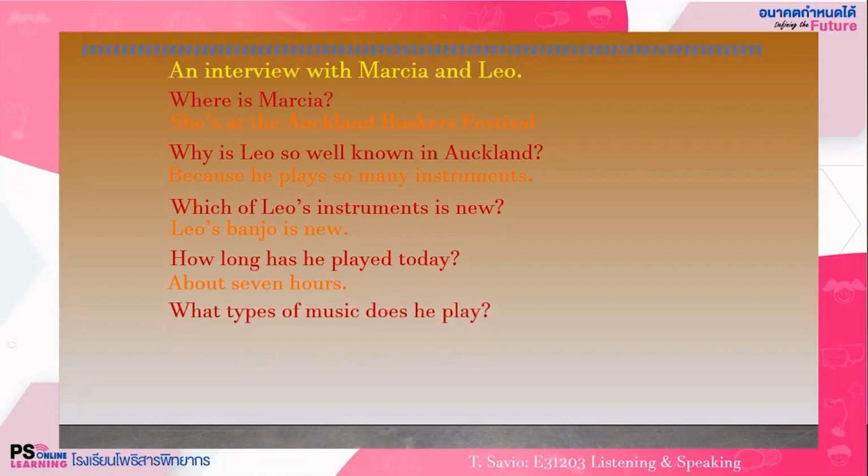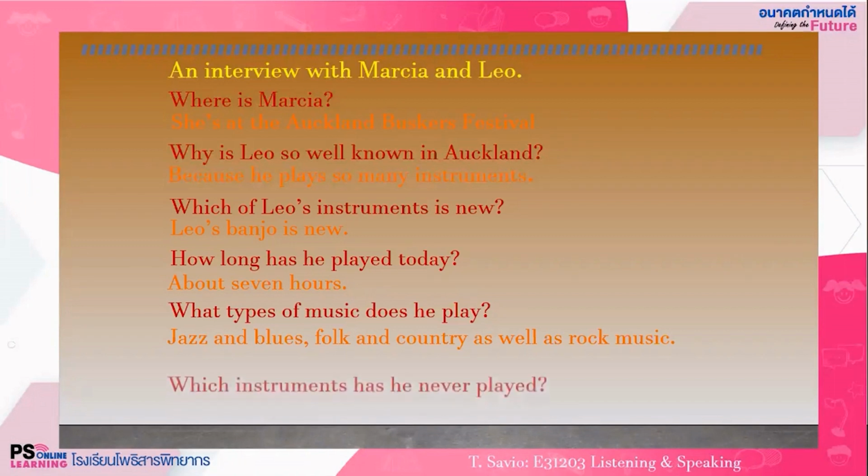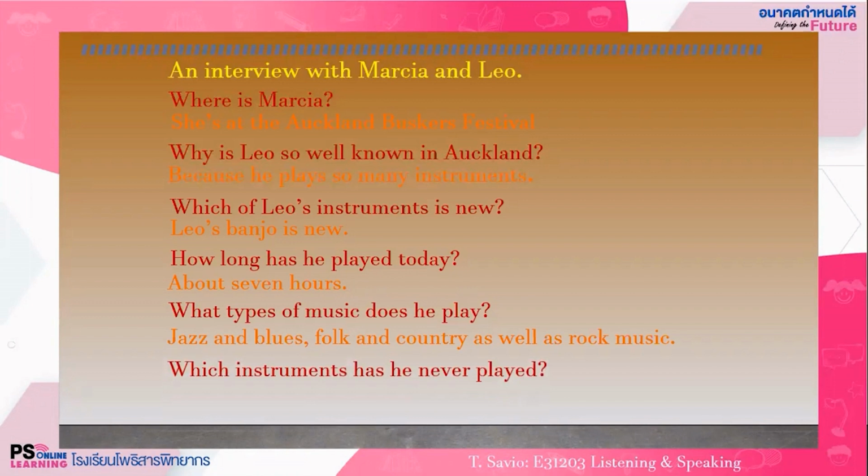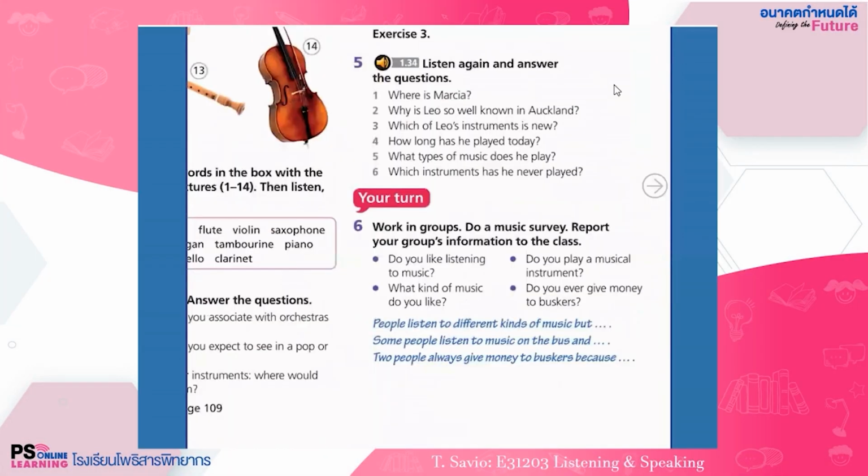What types of music does he play? Jazz and blues, folk and country, as well as rock music. Which instruments has he never played? He's never played the cello or the violin. Now let's move on to exercise 6. Your turn.